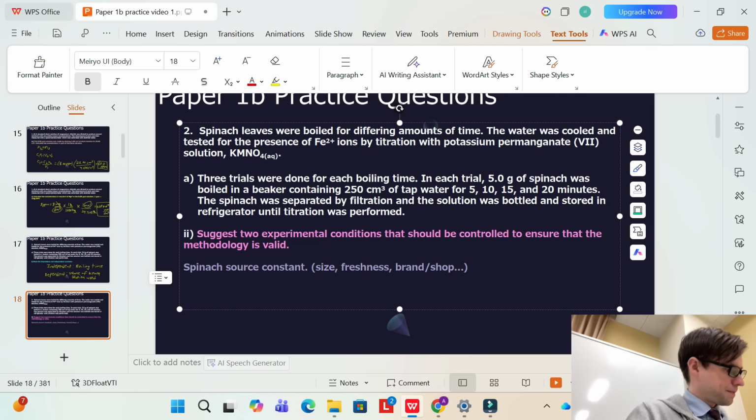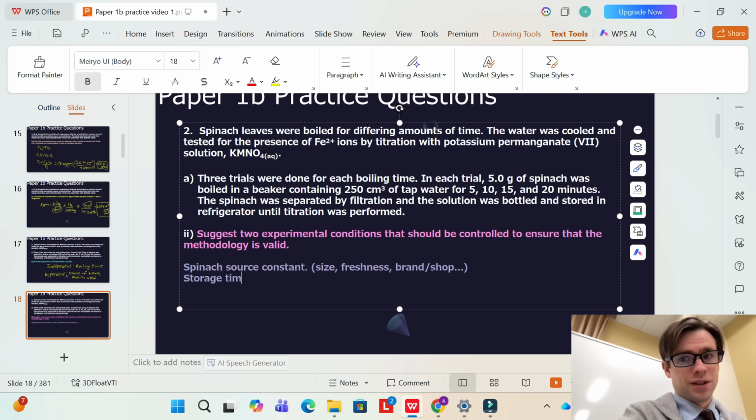Other than that, I think storage time is pretty important. If you do one on one day and then one a week later when it's been sitting in the refrigerator for a week, you could easily get different results that's not due to your boiling time. Those are the 2 that I would say.